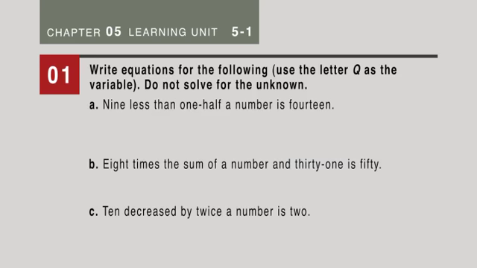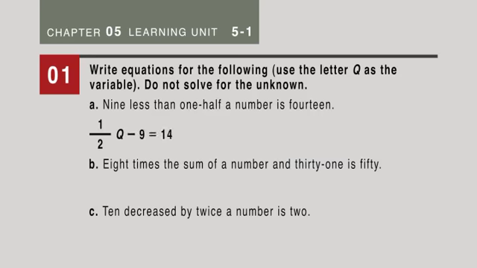Welcome back, everybody. We're in Chapter 5 on Learning Unit 5-1. In Question 1, we write equations for the following. We'll use the letter Q as the variable, but we don't have to solve for the unknowns. So in number 1, 9 less 1/2 a number is 14. Well, if you take the setup for the equation, 1/2 Q, 1/2 of some number minus 9 equals 14.